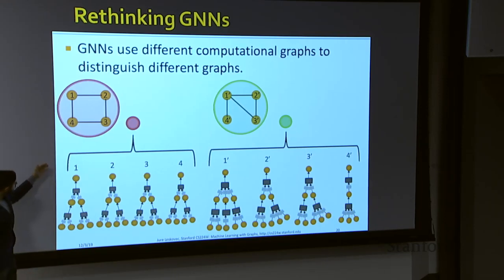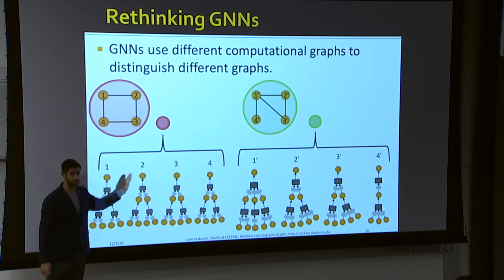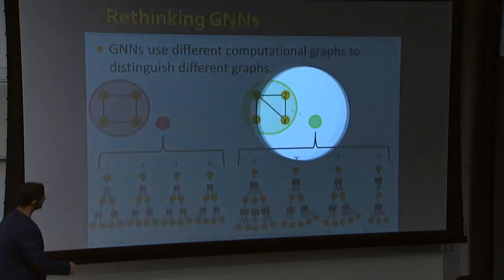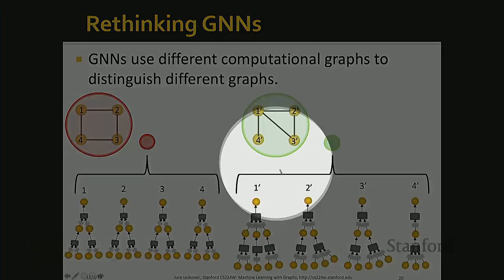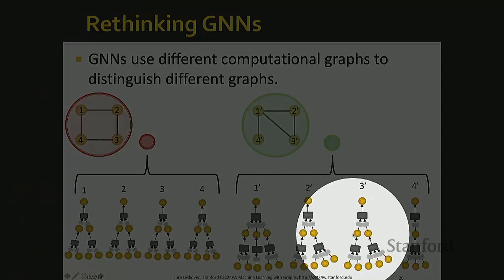So basically, nodes 1, 2, 3, and 4 will have exactly the same computation graph. There is no way for a GNN to understand that these nodes are different. Conversely, if we go on the right and we talk about our green graph, then our nodes 1 prime, 2 prime, 3 prime, and 4 prime will have slight differences. So even if the node features are exactly the same, the shape of our computation graph will be different, okay?